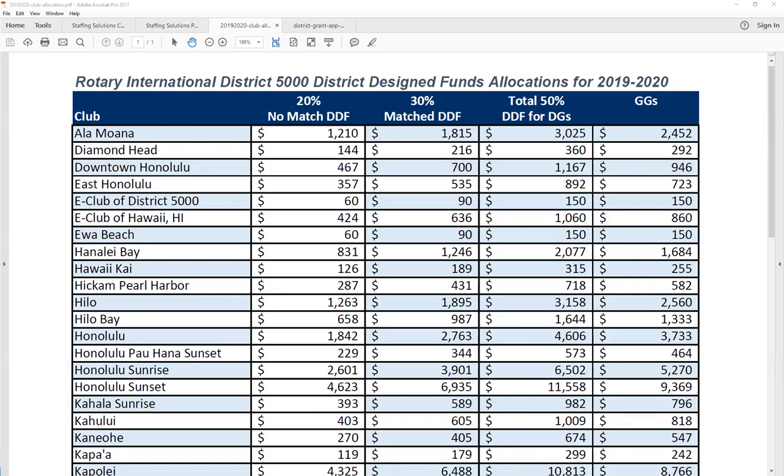So from what I'm understanding then, because of the timing, if we wanted to use district grants to put towards the international service project in Bali, it has to be done using the district grant, because the global grant is due in November, and the international service project would have already happened, right?